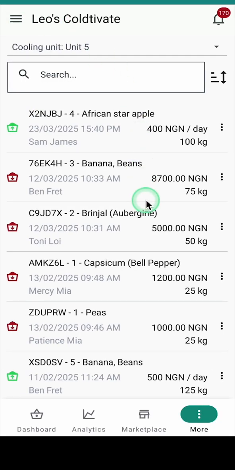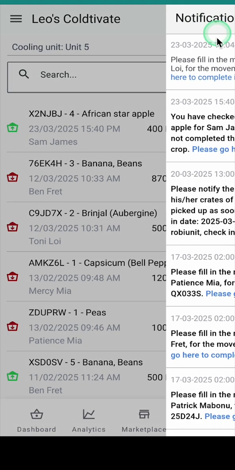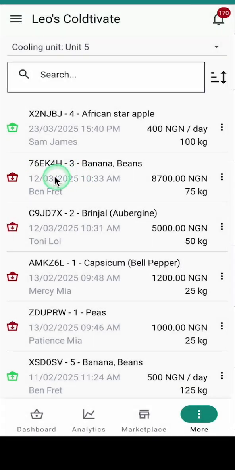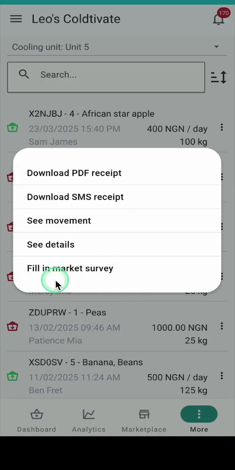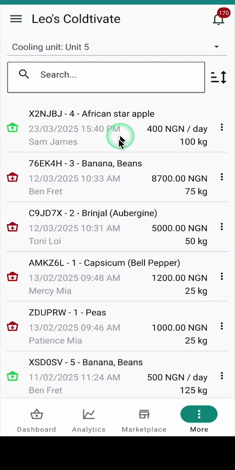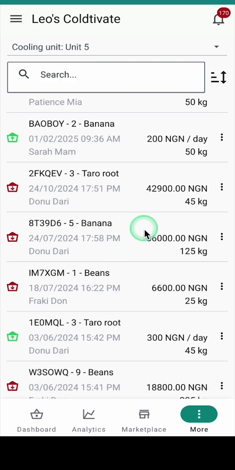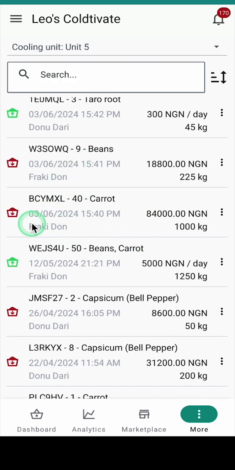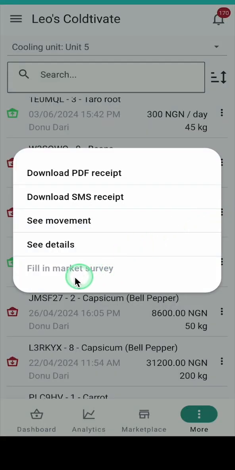So in conclusion, in this video, we have seen how we can fill in market surveys. The market surveys are accessible either from the notification panel or directly from the checkout if they're clickable here. The market survey remains available for 2 weeks after the checkout. And so what I want to show you is that, for example, if we look at the very old checkout, the option of filling in the market surveys is grayed out.